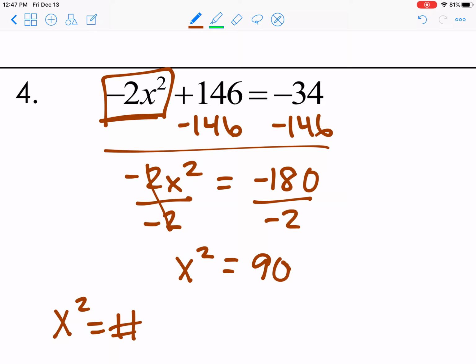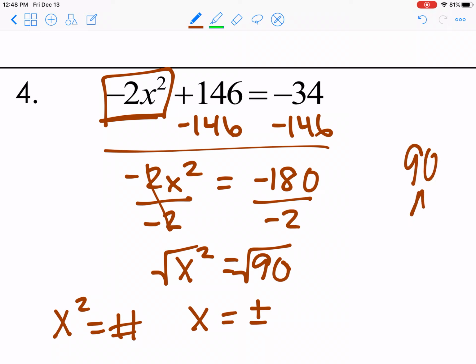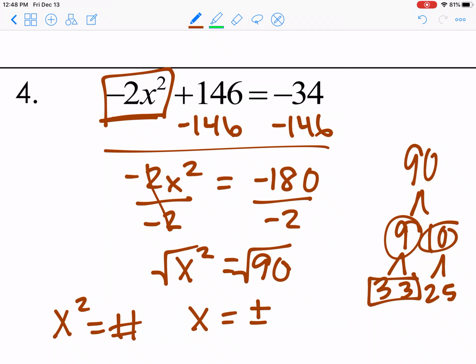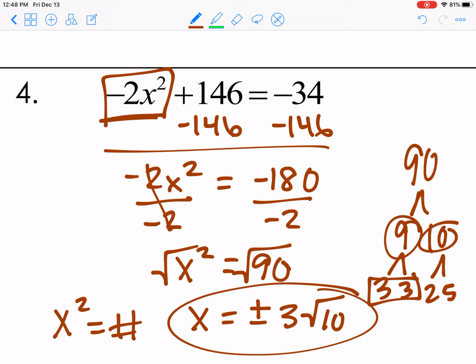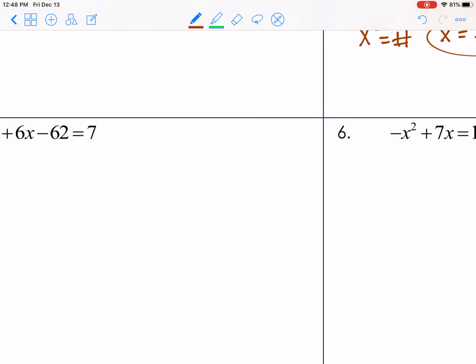Okay, now that I'm at x squared equals a number, what we can do is take the square root of both sides, and that'll help us find out what x is by itself. Remember that when you square root, we're solving for both the positive root, the principal root they call it, and the negative solution. 90 divides down into 9 times 10. 9 is 3 times 3. 10 is 2 times 5. So this is a perfect square, 3. This one's not, so it'll stay behind under the radical. So we'll get 3 root 10, and that's the solution. Plus or minus 3 root 10 are the solutions. There's 2 of them. Let's keep looking.